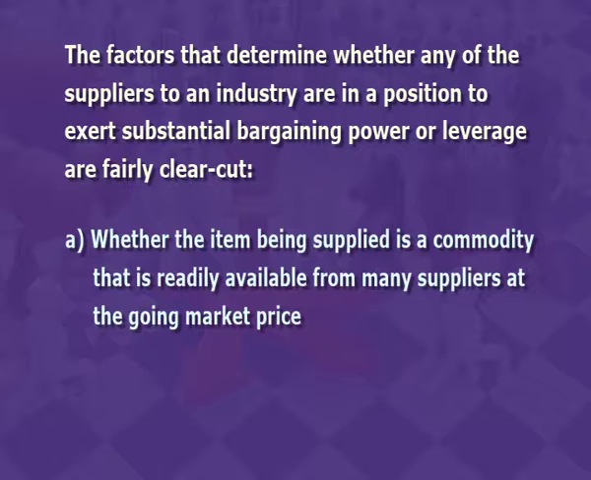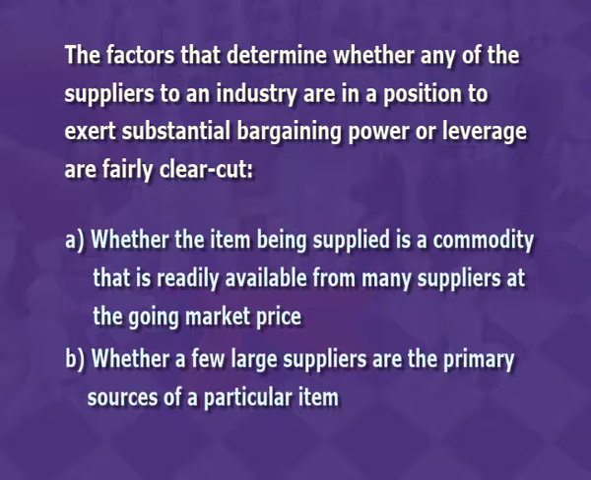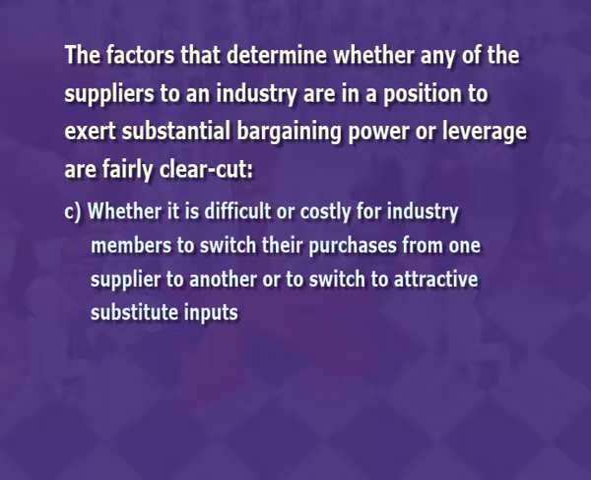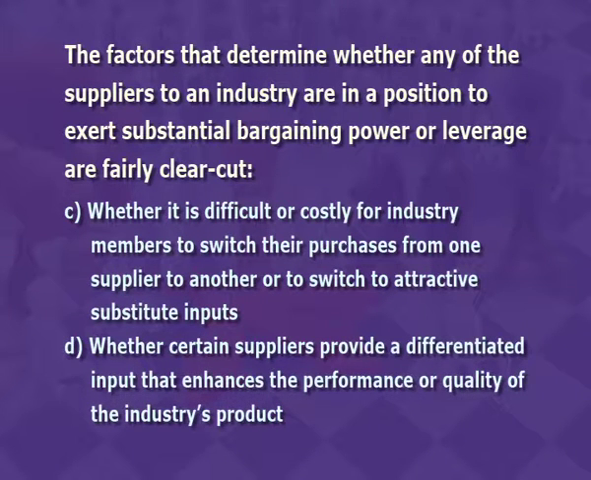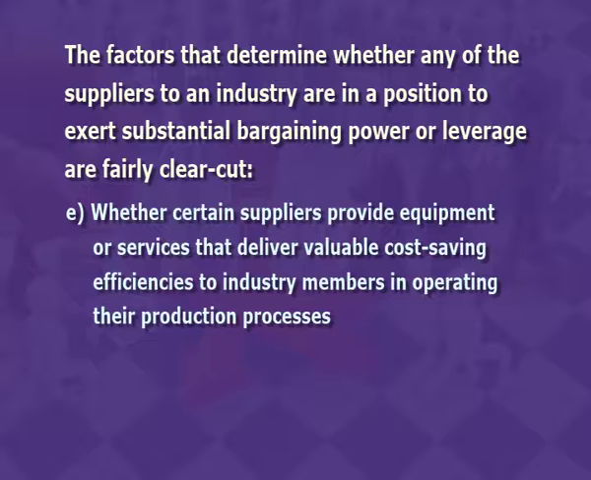A. Whether the item being supplied is a commodity that is readily available from many suppliers at the going market price. B. Whether a few large suppliers are the primary sources of a particular item. C. Whether it is difficult or costly for industry members to switch their purchases from one supplier to another or to switch to attractive substitute inputs. D. Whether certain suppliers provide a differentiated input that enhances the performance or quality of the industry's product.